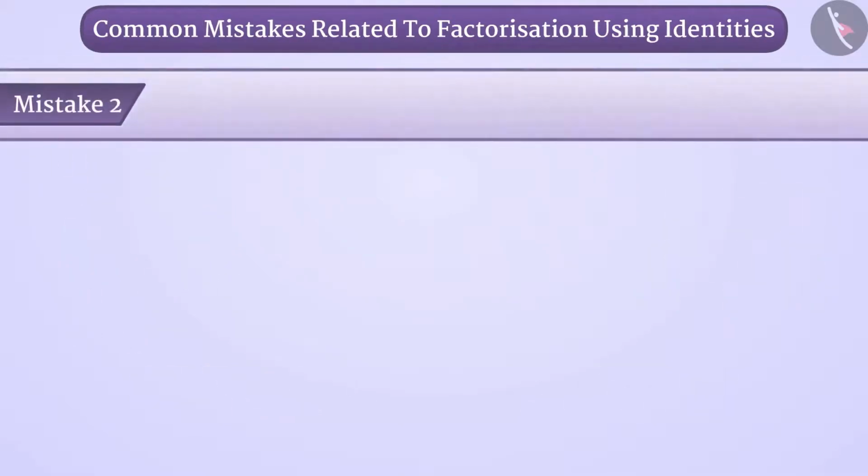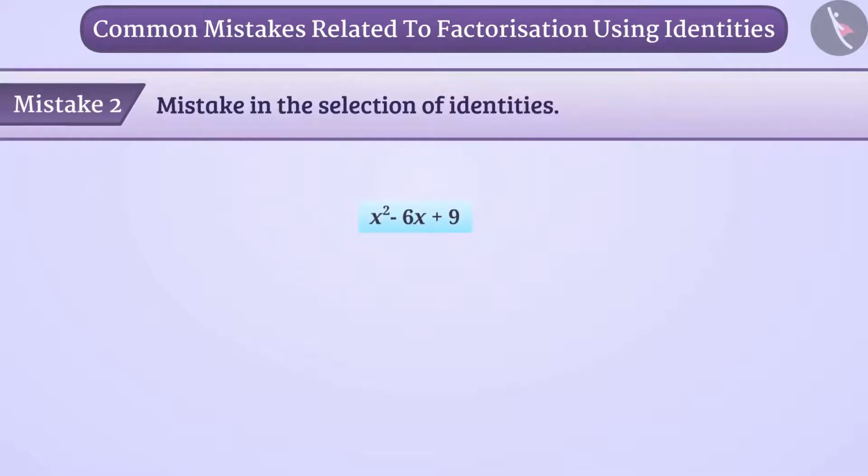Mistake 2. Mistake in the selection of identities. If some children are asked to factorize the algebraic expression x square minus 6x plus 9, they answer x plus 3 whole square in a hurry. But it is a wrong answer.